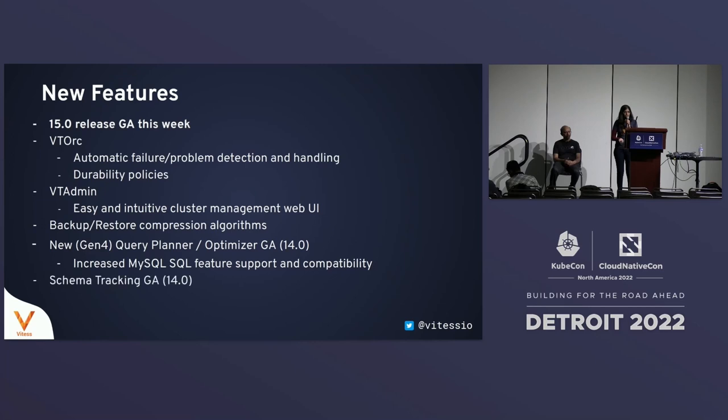Schema tracking is also GA. What schema tracking does is that when new columns are added to existing sharded tables, previously, that metadata had to be provided separately to VTGate. It's no longer necessary. VTGate can discover those new columns by talking to VTTablets, which are connected to the MySQL. We have native view support in progress, so it will be available in a future release.